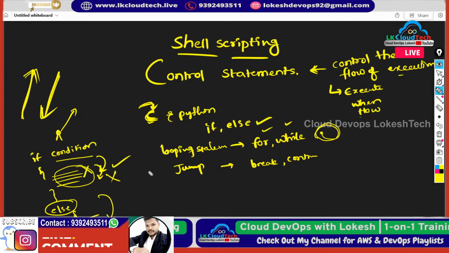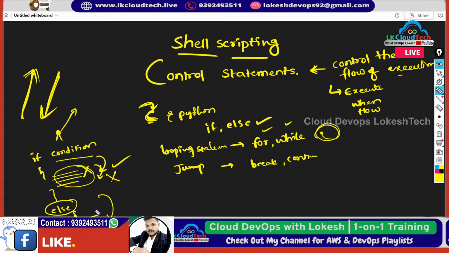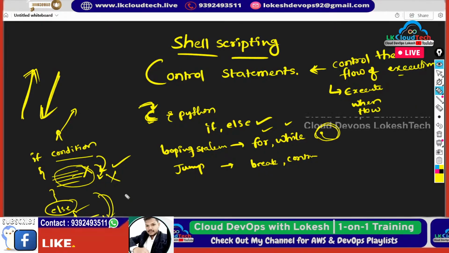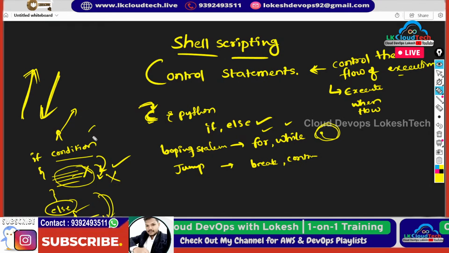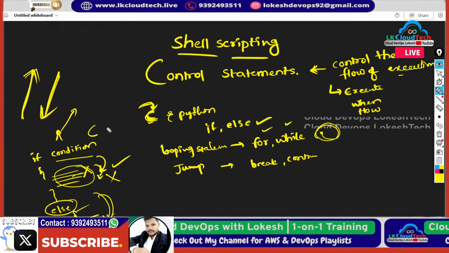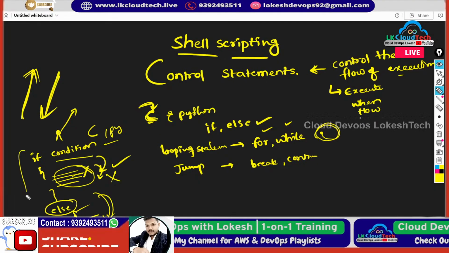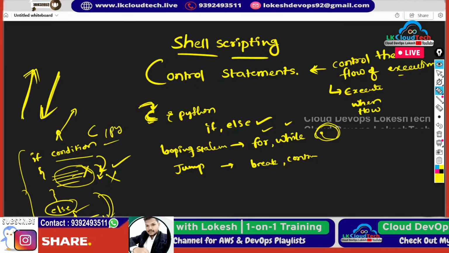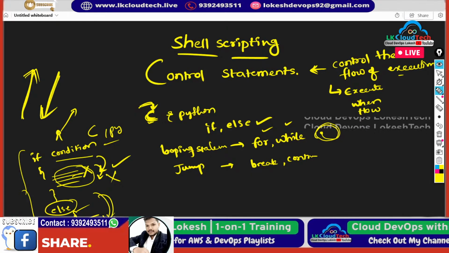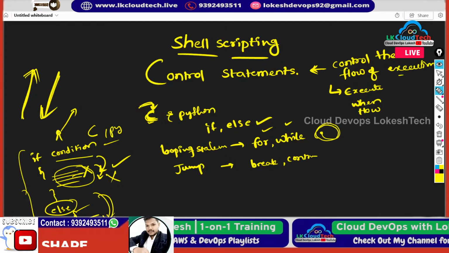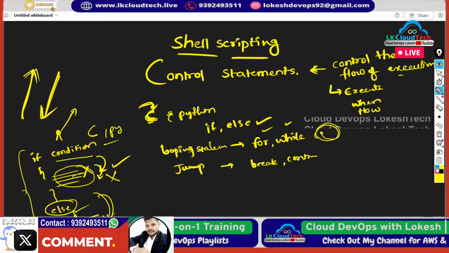Whatever the statement is, if the condition is not satisfied, it will move to the else block. This is one block, and this is another block. In C language, and maybe Python, and C++ also, you might have seen this in your engineering time. The syntax will be like this. But the question is how we have to write it in shell scripting.